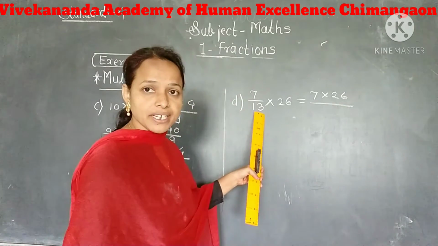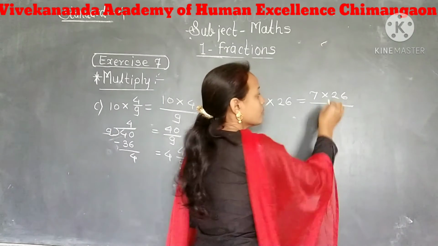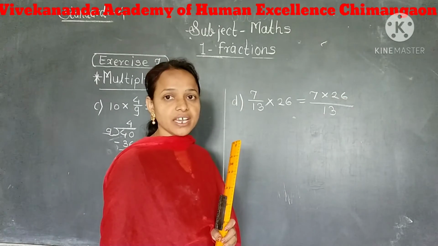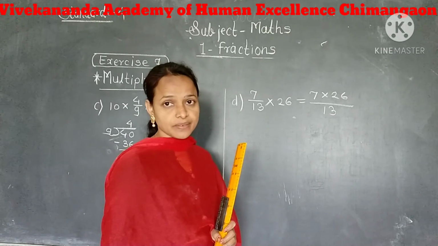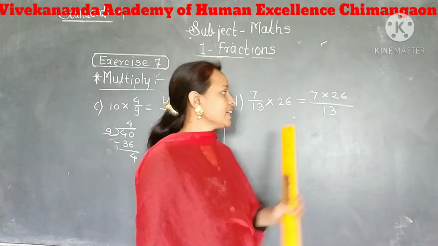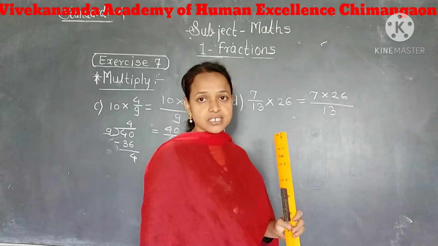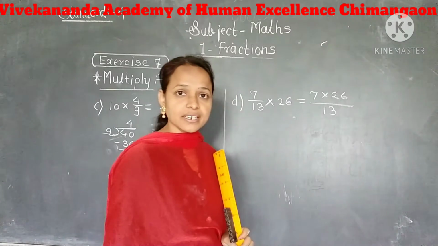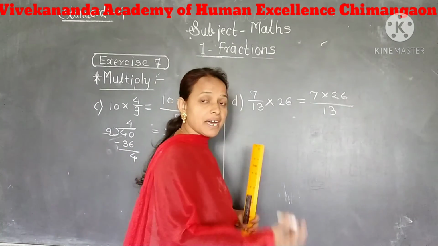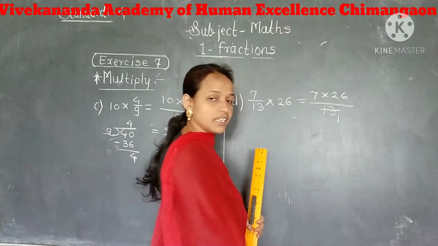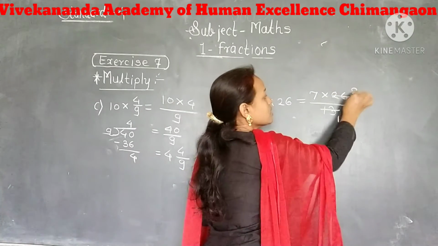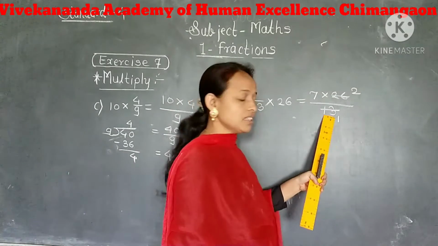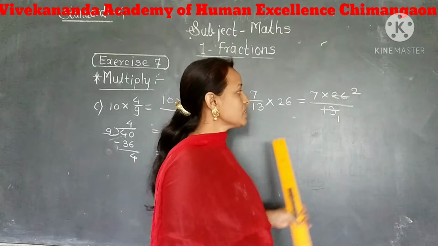And denominator 30, right. Now here students, we know that 13 and 26 are in the table of 30. So we can divide directly 26 by 13, or by multiplying 26 by 7 we can divide by 30. So here we divide 26 by 13. 13 ones are 13. 13 twos are 26.